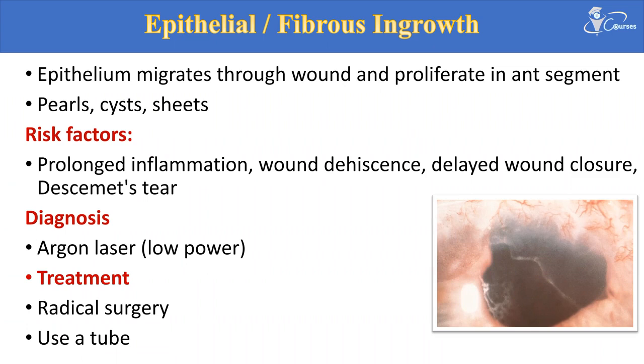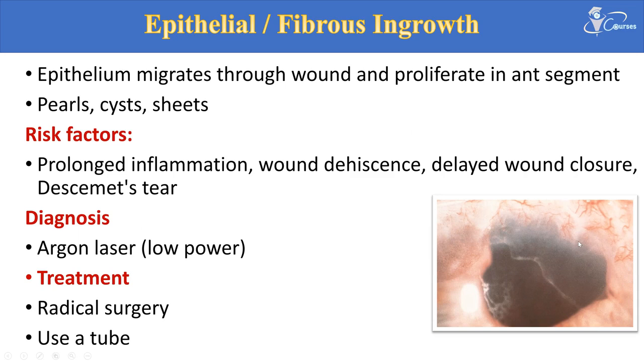Again, it is unstoppable. So this will result in the appearance of pearls, sheets, or cysts of epithelium, which grow below the cornea. They are also growing on everything. They will grow on the back surface of the cornea, and will grow at the angle, causing adhesions and traction over the angle with angle closure, and also will grow over the iris.